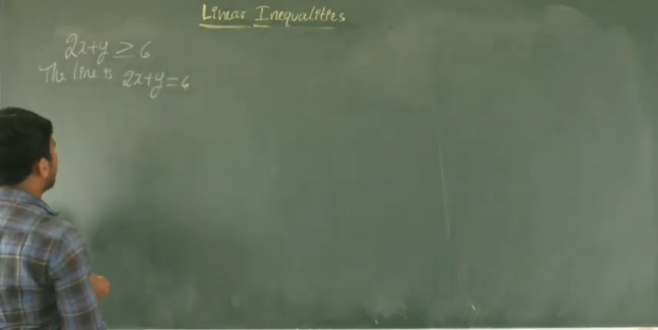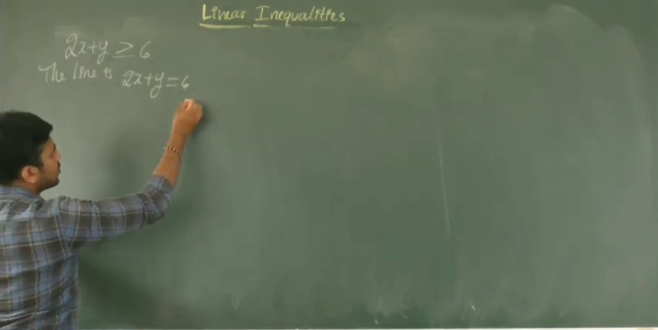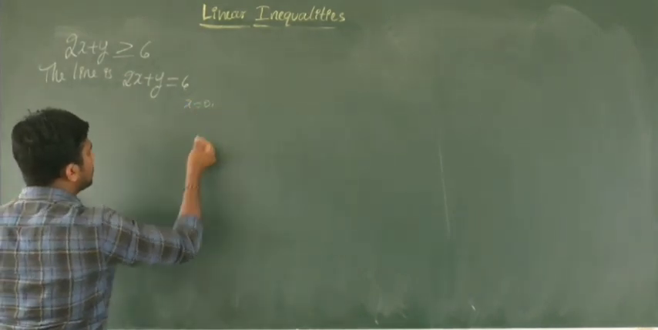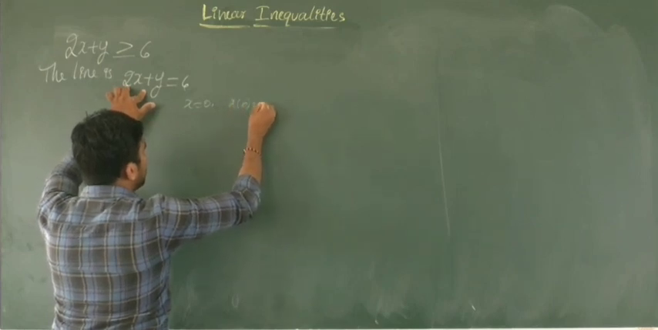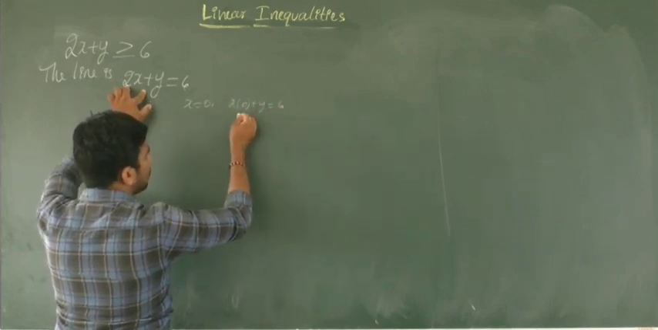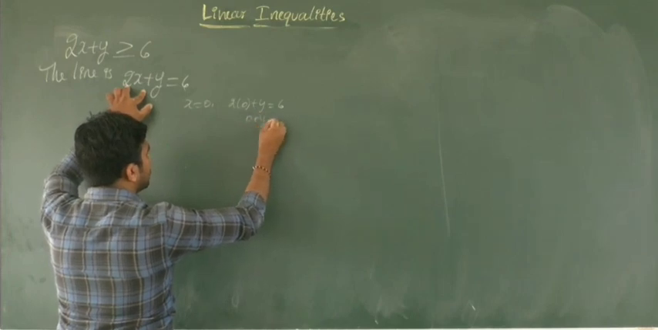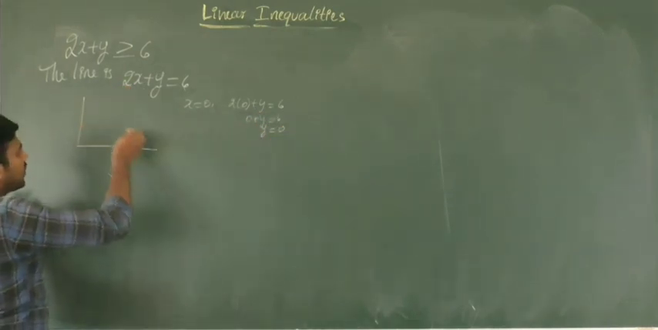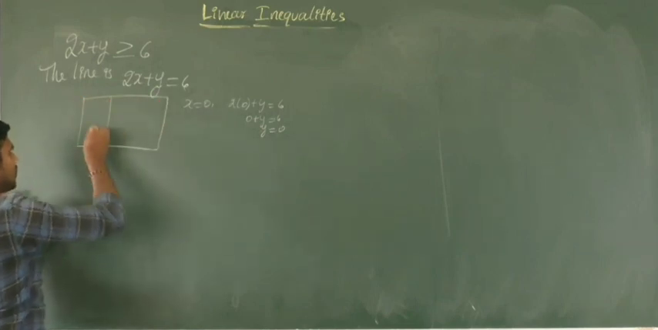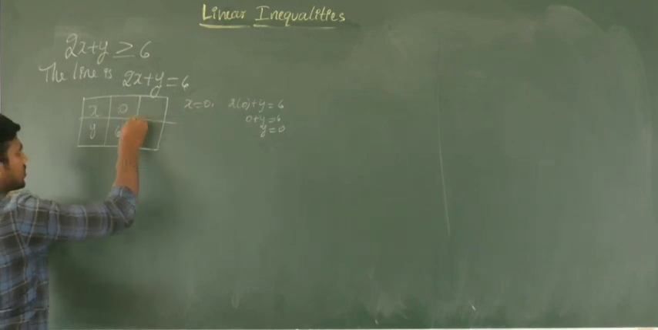Okay, now put x is equal to 0. Then what will we get here? 2 into 0 plus y is equal to 6, or 0 plus y is equal to 6, or y is equal to 6. So when x is equal to 0, we got y is equal to 6.